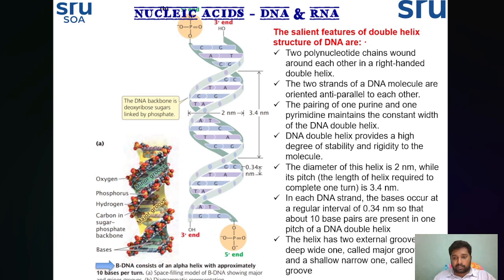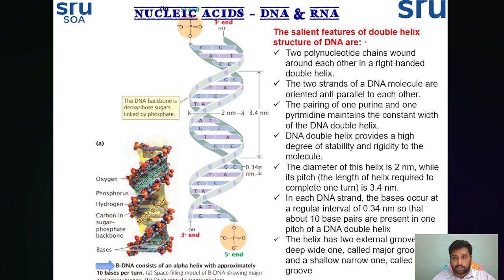See the diameter in the diagram: it is clearly shown that the diameter of the helix is 2 nanometers while its pitch is about 3.4 nanometers, and from one nitrogen base to another nitrogen base it is 0.34 nanometers. The helix has 2 external grooves, one deep wide one called the major groove, and one shallow narrow one called the minor groove.